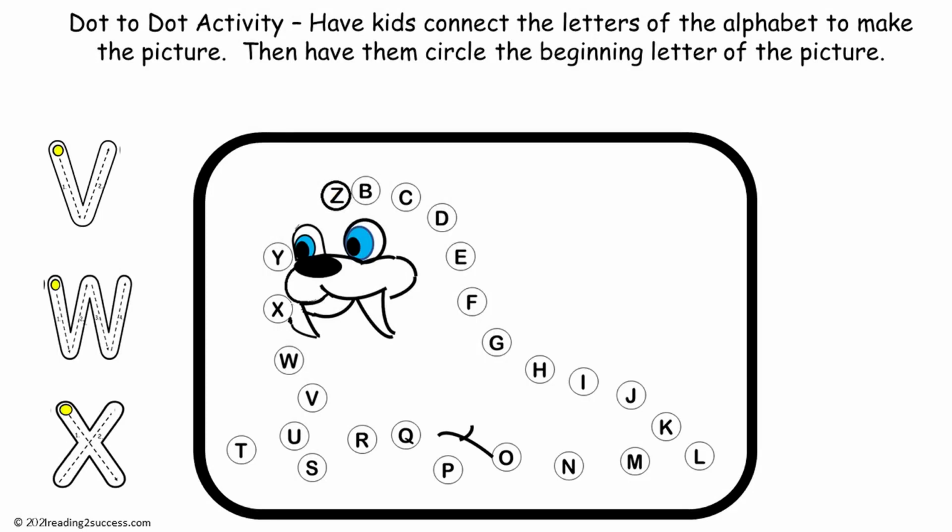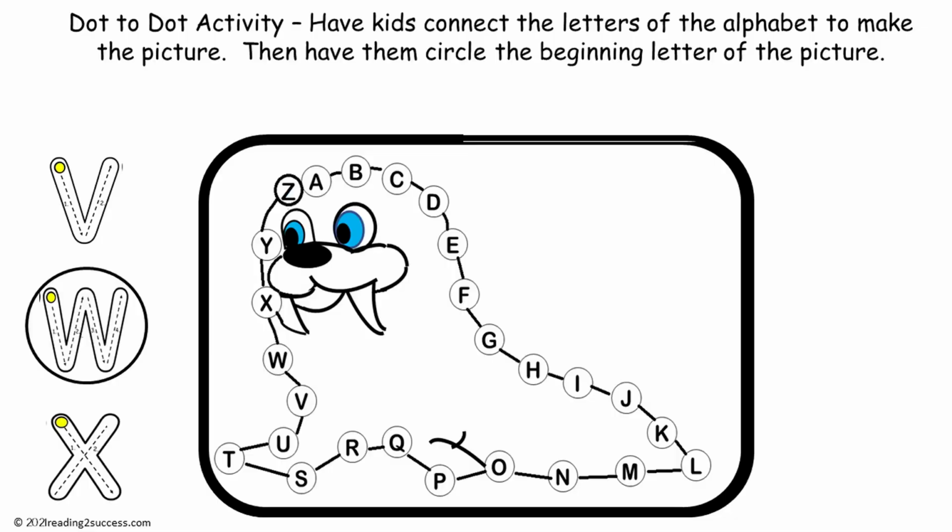This is the dot-to-dot practice page. And this is a completed example. And now kids can color in the walrus.